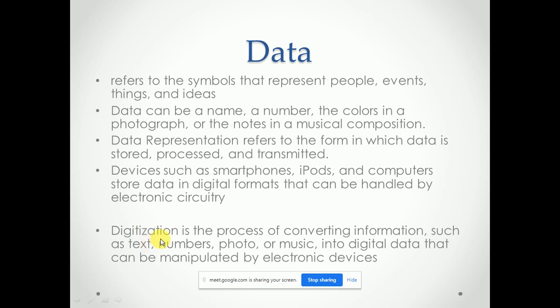This process is called digitization. It is the process of converting information such as text, numbers, photos, and music into digital data that can be manipulated by the electronic device. So this digital data can be manipulated by the CPU, mouse or keyboard. That is called digitization.